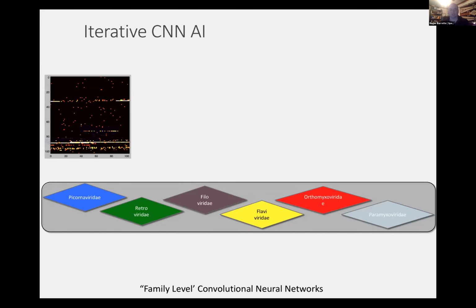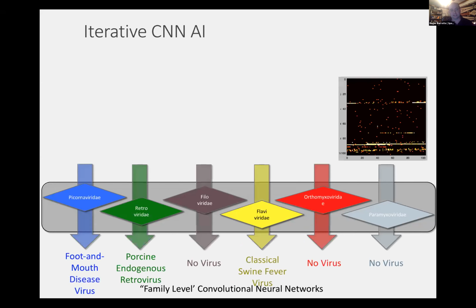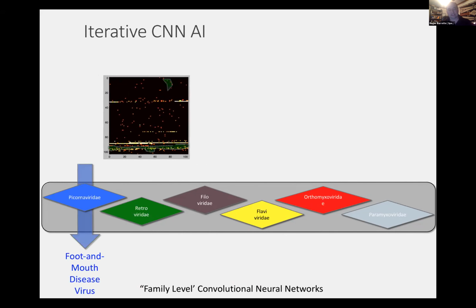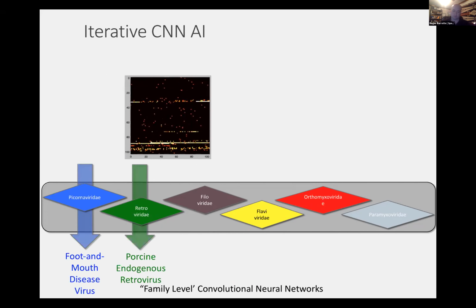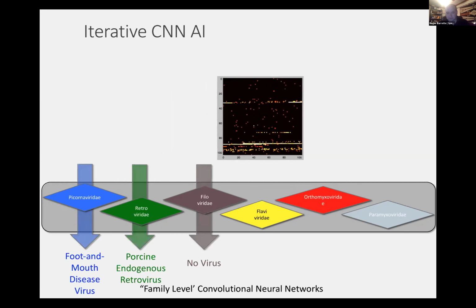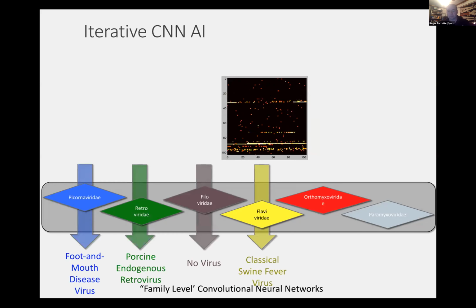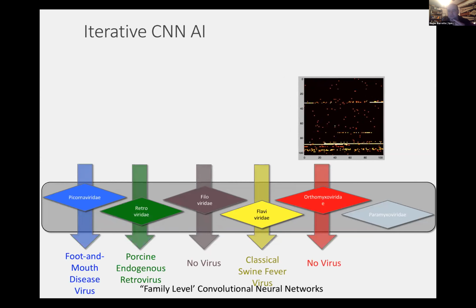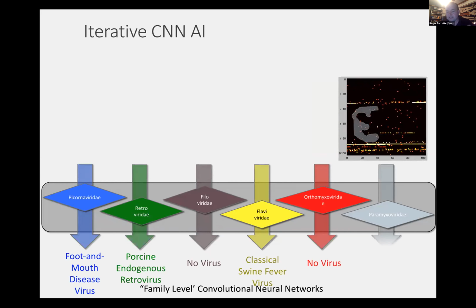individual neural network look at that image and say, I detect a picornavirus in this part of the image, and then, whoops, sorry, moved too quick there. And then it moves on to the next one, and it says, oh, well, I see a porcine endogenous retrovirus in the pattern, doesn't see anything in Filoviridae, sees CSF in that part of the pattern. Holy cow, these pigs are really infected. And then no paramyxovirus, thank goodness.